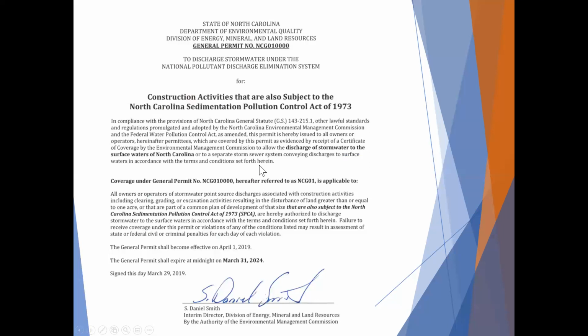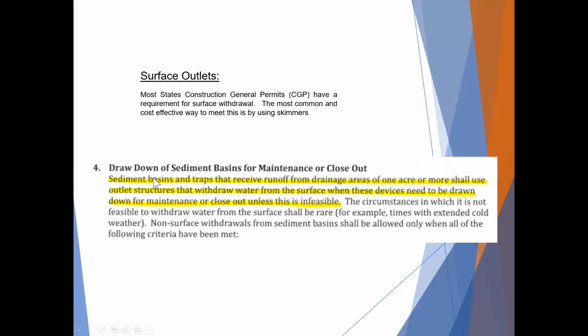This is from the North Carolina permit, but most states' general construction permits have a requirement for surface withdrawal now. And typically it reads something like this, that sediment basins and traps that receive runoff, maybe one acre or more, sometimes it's five acres or more, must use outlet structures that withdraw water from the surface unless it is infeasible. And generally they say it's very rare that it's infeasible. In some areas, if they have frozen conditions that persist for extended periods of time, in that case, it may be infeasible, but it had to be a pretty severe freeze to get down where skimmers were not functioning correctly.